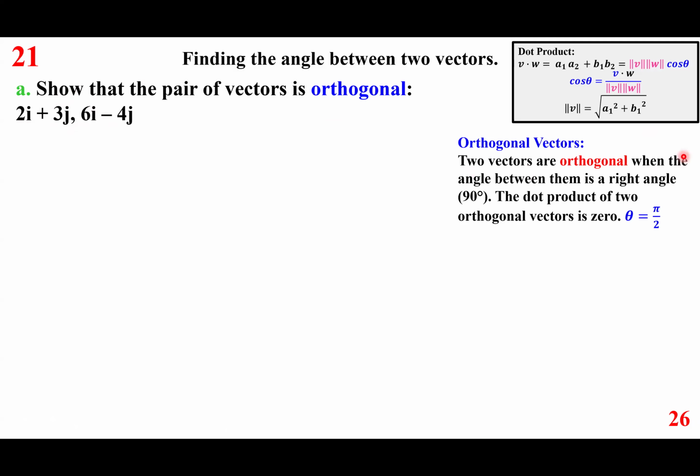Two vectors are orthogonal when the angle between them is a right angle, meaning 90 degrees. The dot product of the two is zero because theta equals pi over 2. In other words, take a look at this one. The dot product is the magnitude of this times magnitude of that times cosine of theta. Cosine of pi over 2 is zero. That's why.